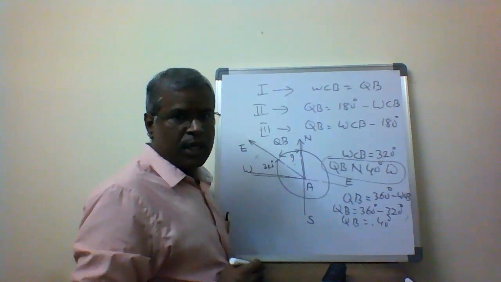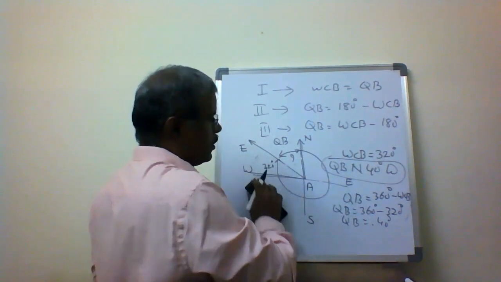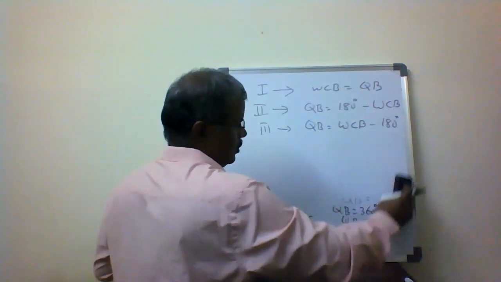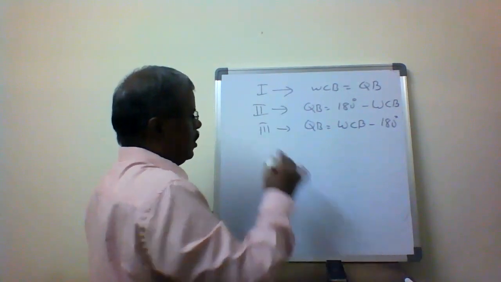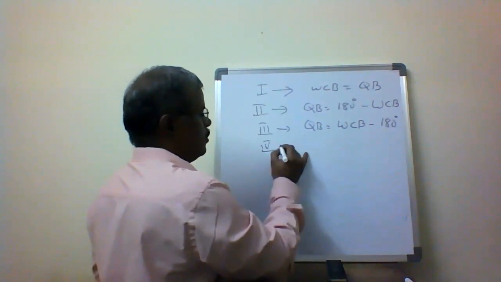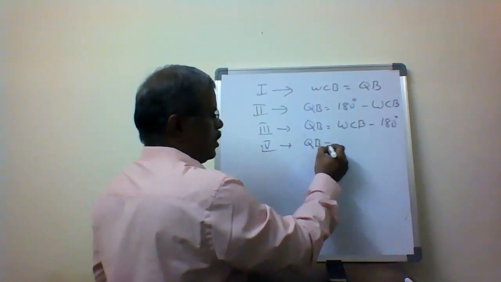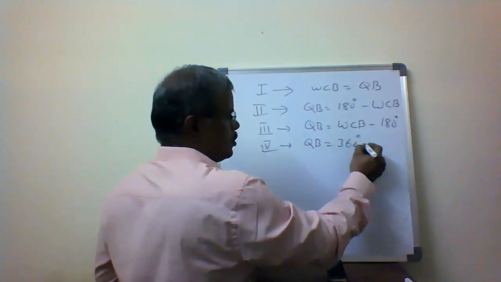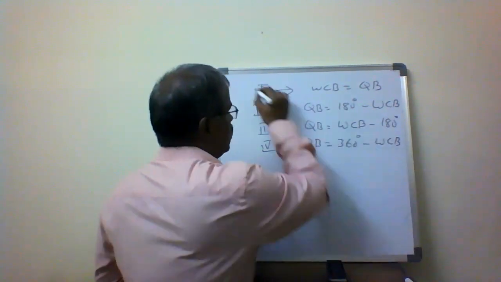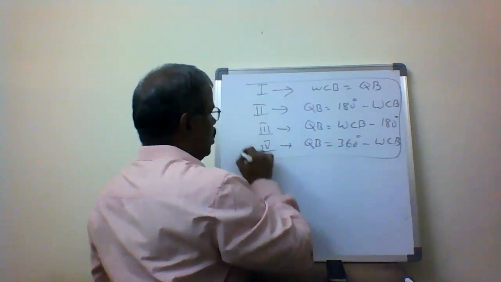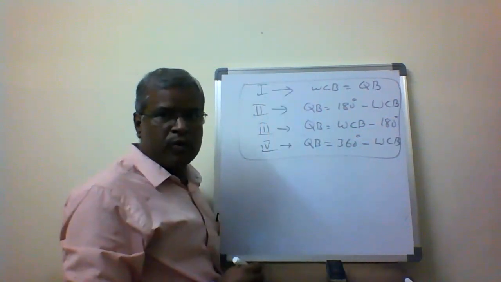So this is in the fourth quadrant. In the fourth quadrant, the quadrantal bearing equals 360 degrees minus WCB. So this is the formula we are going to be using.